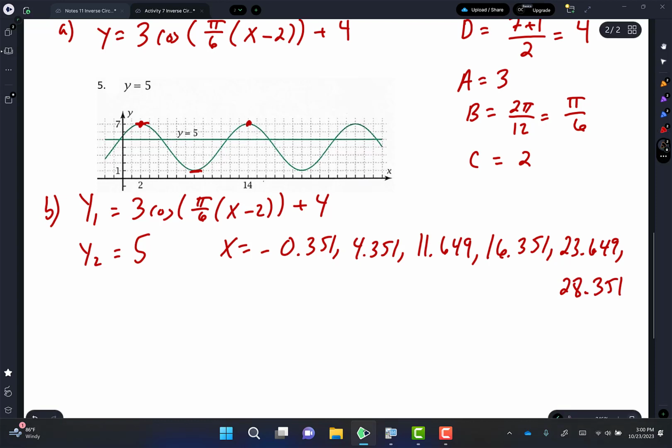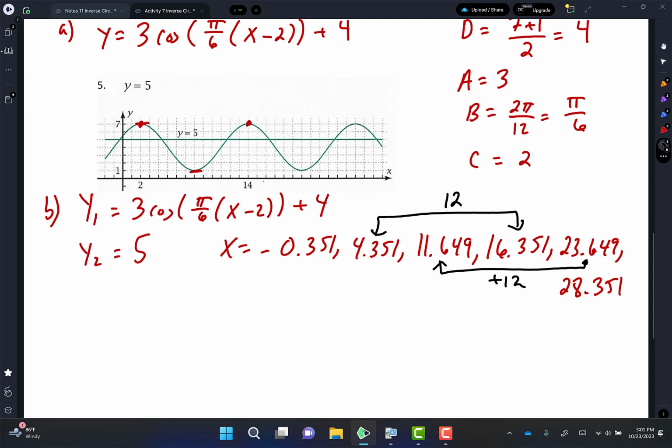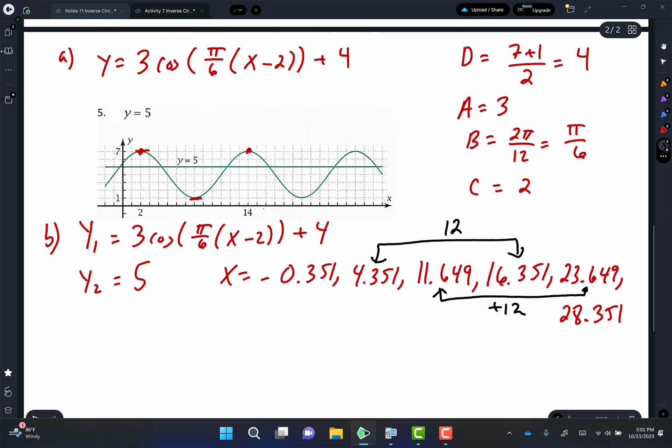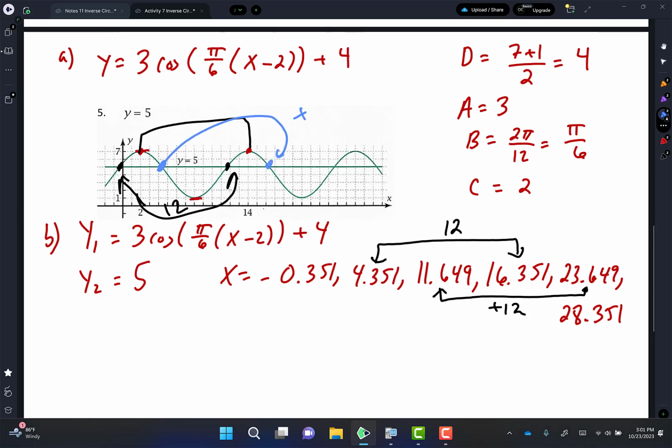I don't know if you notice, but the difference between this one and this one, 4.351 and 16.351, is 12. 12 plus 4 is 16. So the difference between 11.649 and 23.649 is also 12. Are you shocked that it's 12? No, because the period is 12. Look at the B, pi over 6. Or I guess look at the graph. That's a 12. So this one here and this one here, those two are 12 apart because that's what the period is. This one here in sky blue going down, and this one here in sky blue, those two are 12 apart. See, isn't this beautiful how math just makes sense?